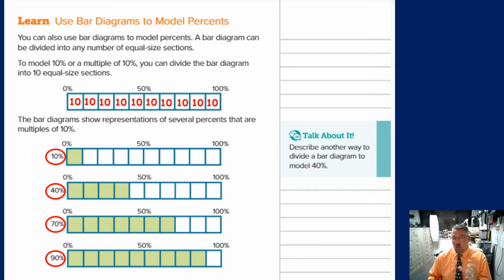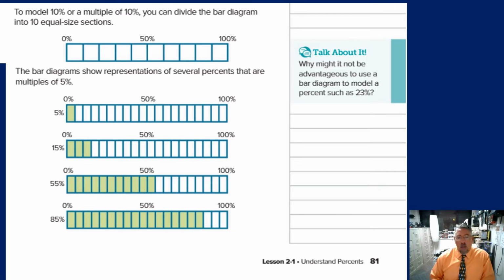Where it gets a little bit more complicated is when we have smaller measures. So up above on page 81, I just duplicated the image they gave us, but they're telling us we have 10 equal size boxes for the bar that they've set up, which is going to be, once again, equal to my 100% there at the end.